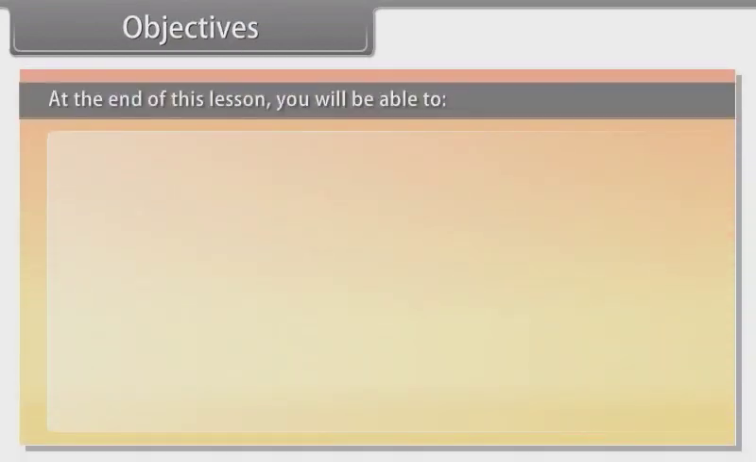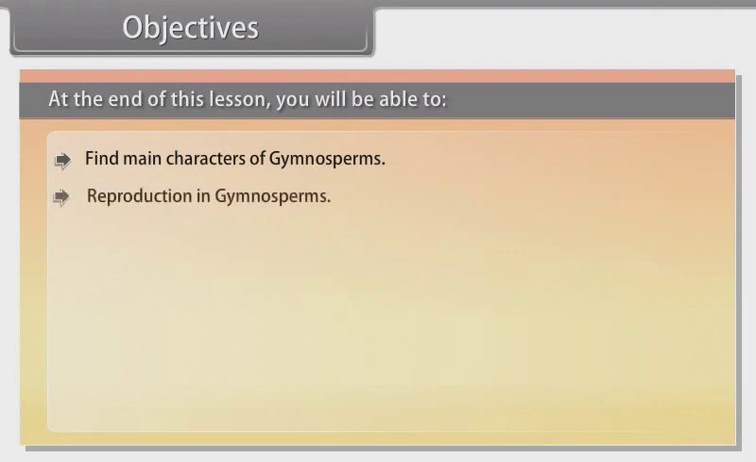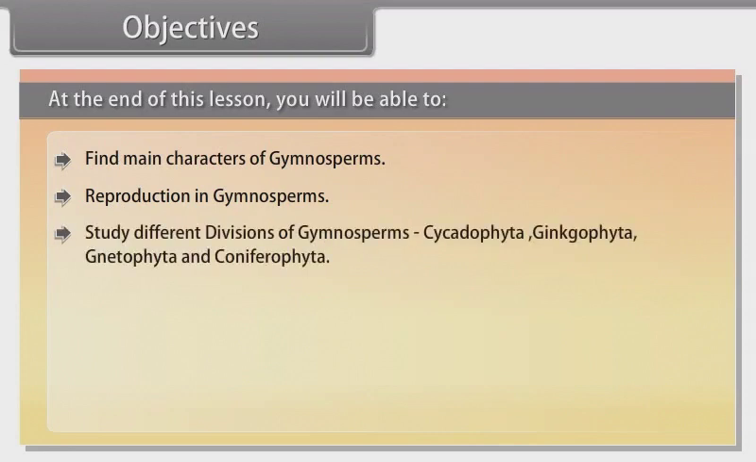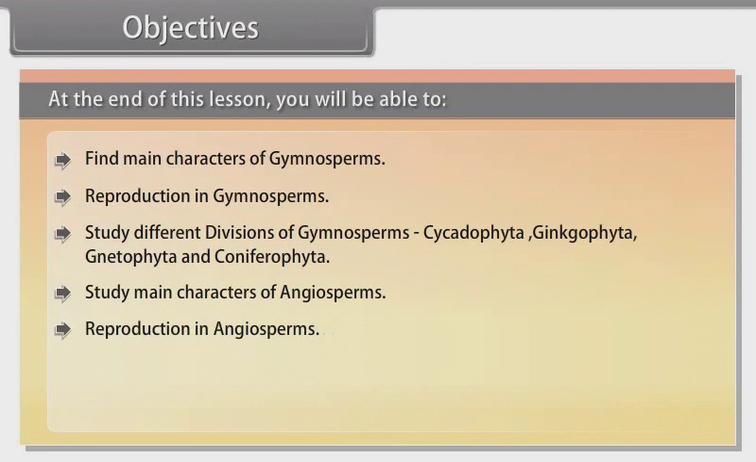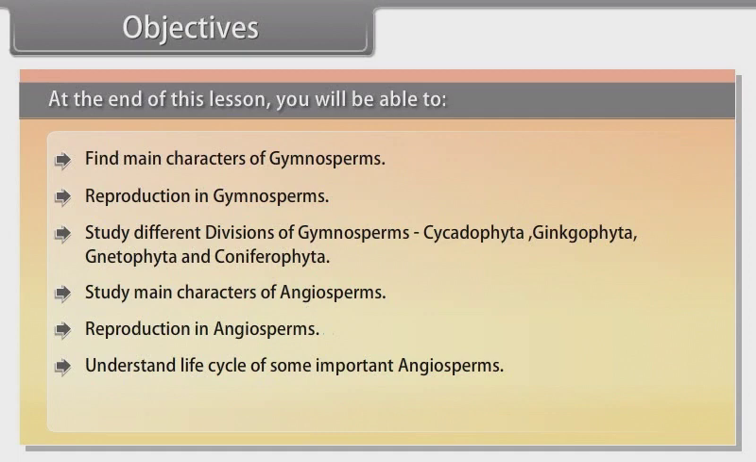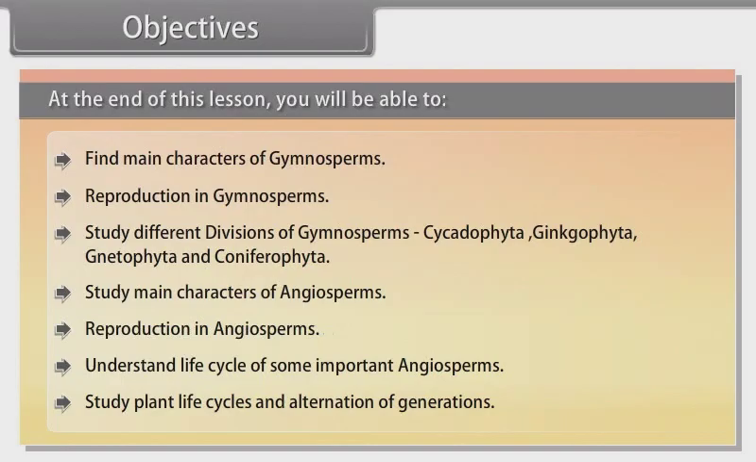Objectives. At the end of this lesson, you'll be able to find the main characters of gymnosperms, reproduction in gymnosperms, study different divisions of gymnosperms: Cycadophyta, Ginkgophyta, Gnetophyta, and Coniferophyta. Study main characters of angiosperms, reproduction in angiosperms, understand the life cycle of some important angiosperms, and study plant life cycles and alternation of generations.